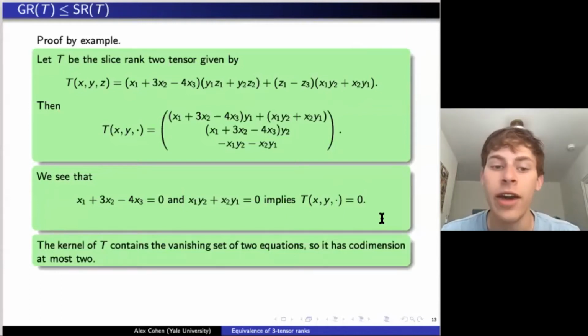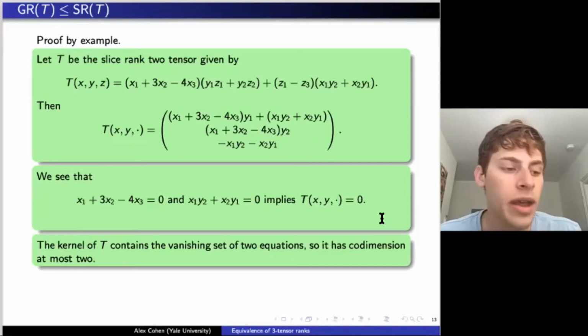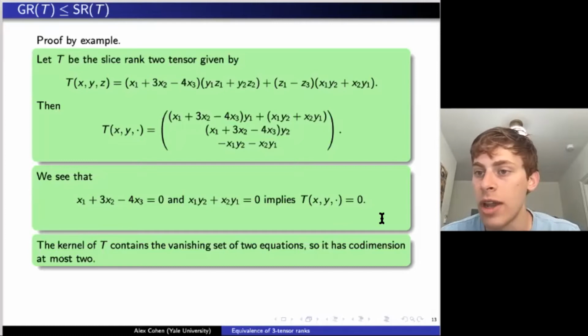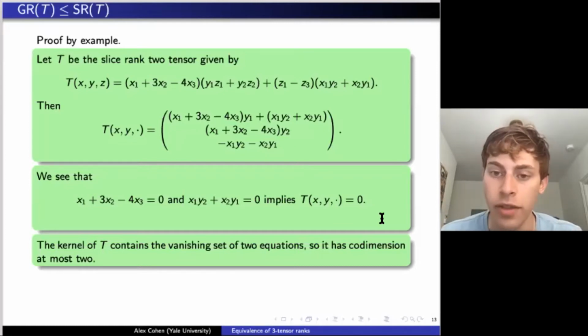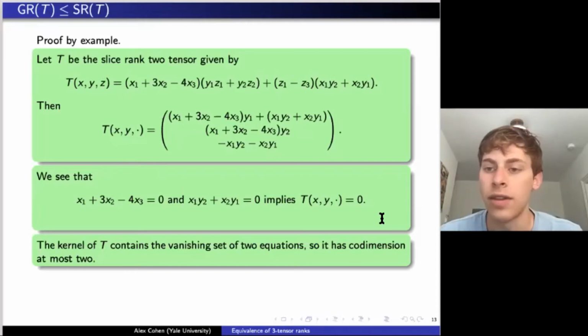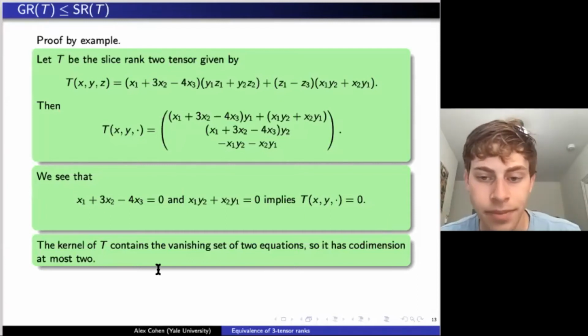Okay, so now we've found explicitly R equations such that if we take their common vanishing set, then we're in the kernel. But by algebraic geometry, the vanishing set of R equations has codimension at most R. The largest possible codimension it could have is R. And because we found a codimension at most R subvariety inside the kernel, the kernel itself has codimension at most R. At worst, it's bigger.